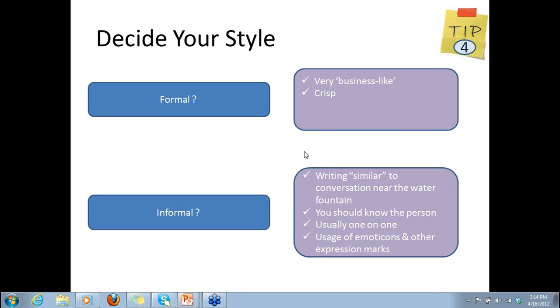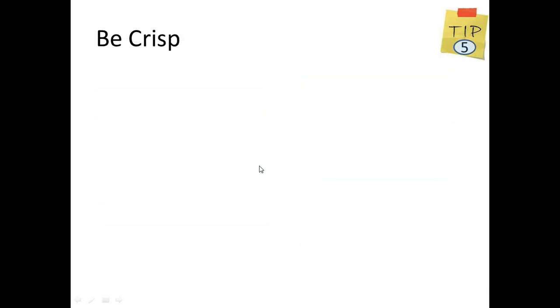Okay. So now you know the purpose, you know the mood, and you've decided the style. Now, how do you actually go and write the email? Okay, how can you be crisp? Let's look at how you can be crisp.